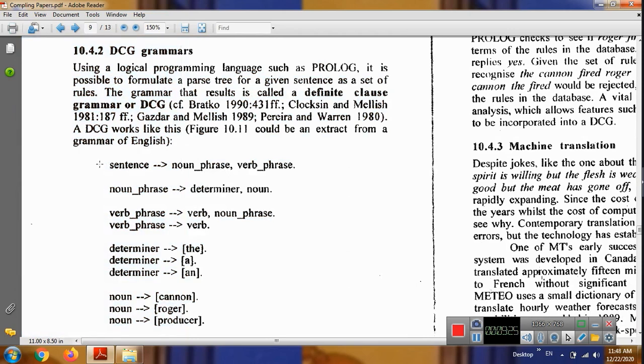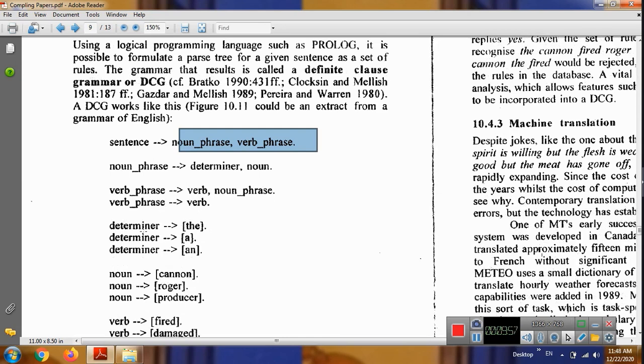Here we can see the representation of a DCG as a whole. For example, we have sentence, and we use symbols to show other categories: noun phrase and verb phrase. A sentence contains a noun phrase and a verb phrase. A noun phrase can contain a determiner and a noun. A verb phrase can contain a verb and a noun phrase, or a verb phrase can contain just a verb.